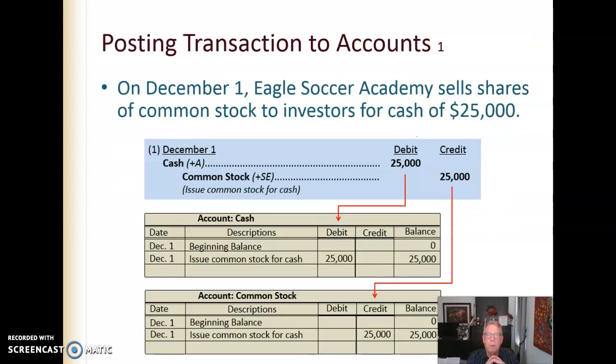All right, so our first transaction here, we're going to post that to the general ledger. And as you see, we have the first tan block there says cash, and the second one says common stock. Here we debit or increase cash, and the running balance is $25,000. We do the same thing for common stock.